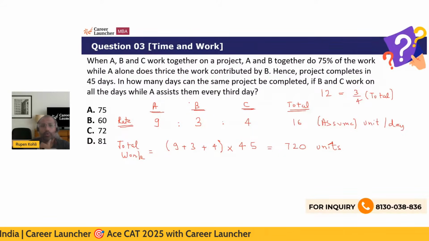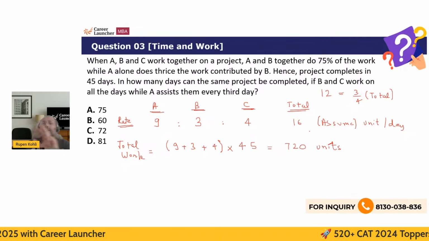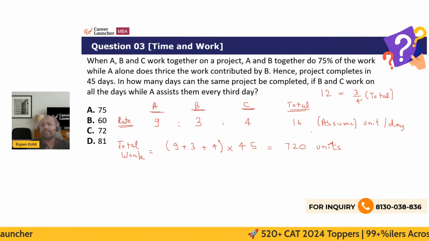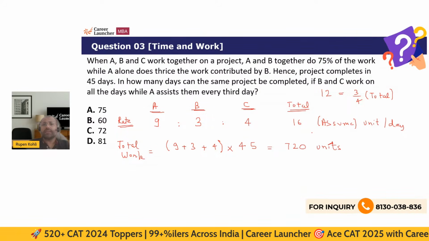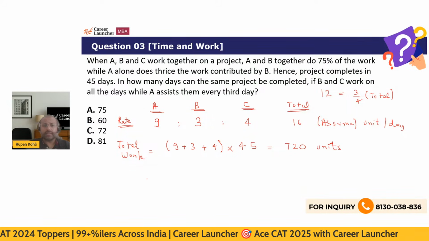Hence, in how many days can now? So we have defined the total work and also we have defined the work rates respectively. Now we can solve the question very easily. In how many days can the same project be completed if B and C work on all the 3 days while A assists them every third day?